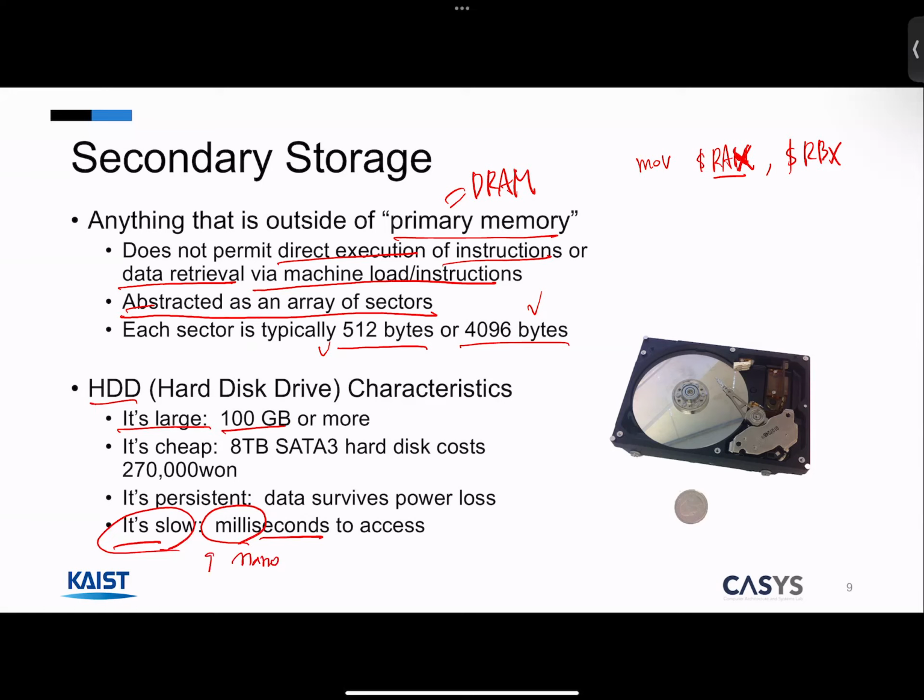Comparing to DRAM, where writing data takes a few nanoseconds. Or not a few, sorry, around a hundred nanoseconds to DRAM. So comparing these two, hard disk is much slower, but it has much higher capacity at a cheaper cost. And obviously, what makes secondary storage special is that it is persistent. Data survives across power loss, but DRAM is a volatile device. Data is gone in case of power surge or power failure. Right, so these are the basics.